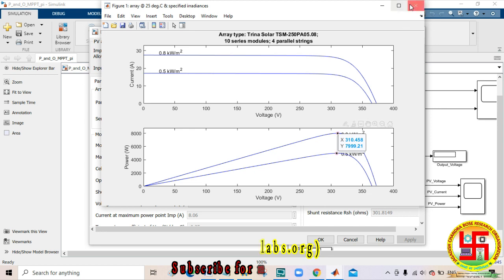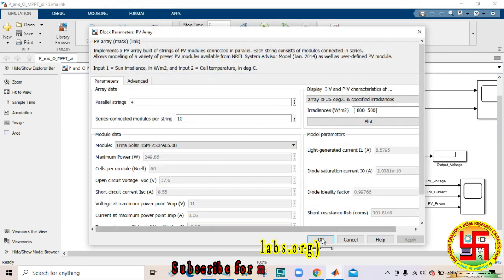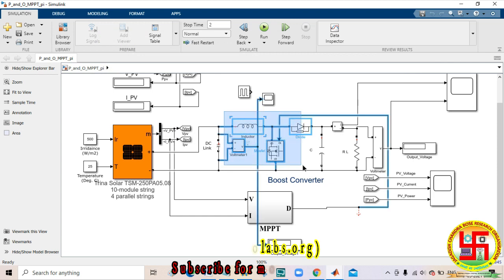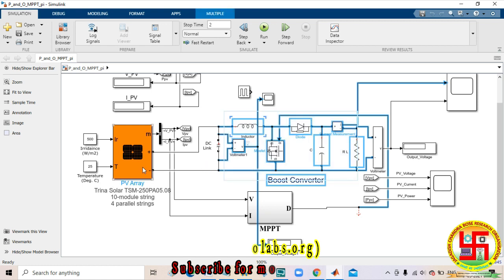Now, taking this solar panel, I connected a small boost converter. This is a boost converter. With this boost converter, I need to boost up the output voltage. Whatever voltage we are getting from the solar is not a uniform power supply. The irradiation will vary, and when the irradiation varies, the power also will change.